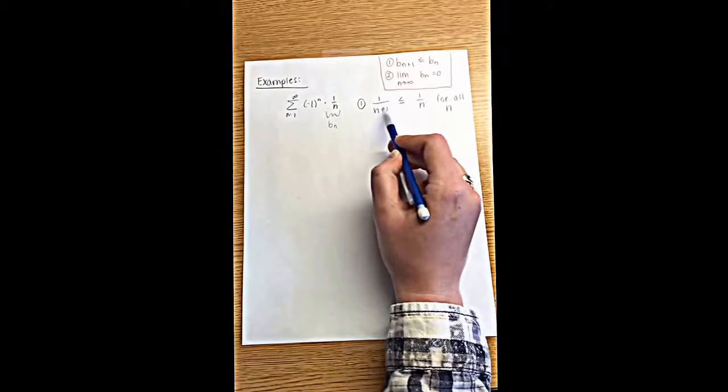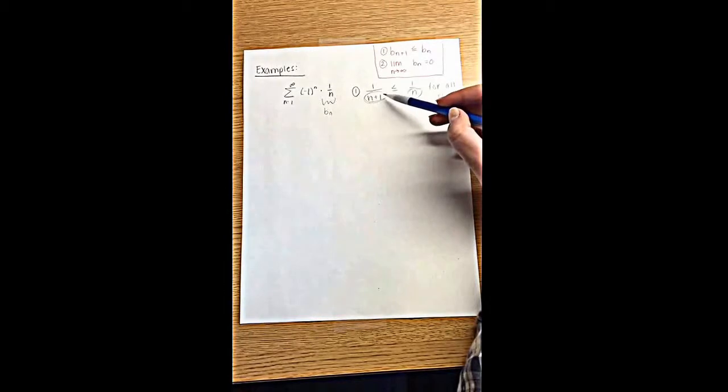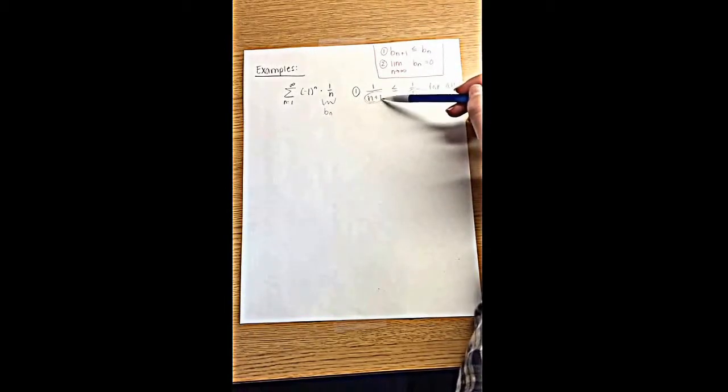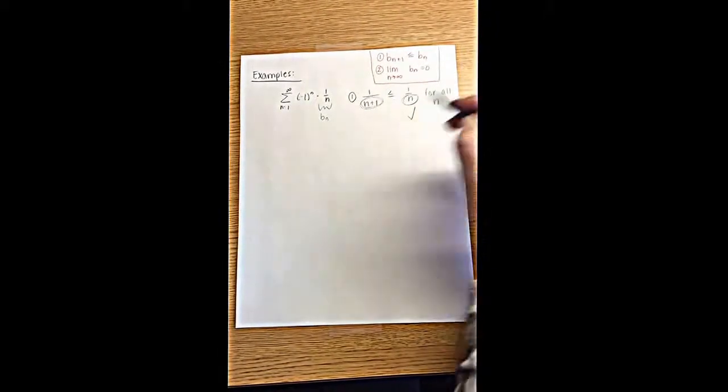Now you can see that this denominator will always be greater than this denominator, since this is n and this is n plus 1. Therefore, because they're fractions, you know that the fraction with the greater denominator will always be less than the fraction with the n denominator. So this does satisfy the first condition, and it is decreasing.